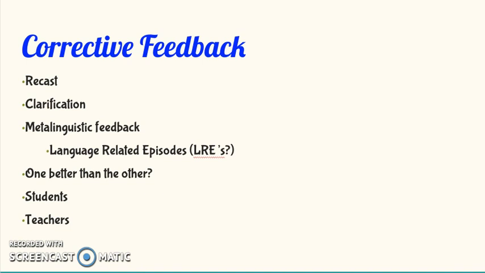Another type of corrective feedback is clarification. So basically, the student would say something that's incorrect, and you would ask for more clarification. So the teacher would say something like, "What was that?" or "Could you repeat that?" And that would give the student an opportunity to pause, think about how they can say what they said correctly, and then repeat it in hopefully a better grammatical form.